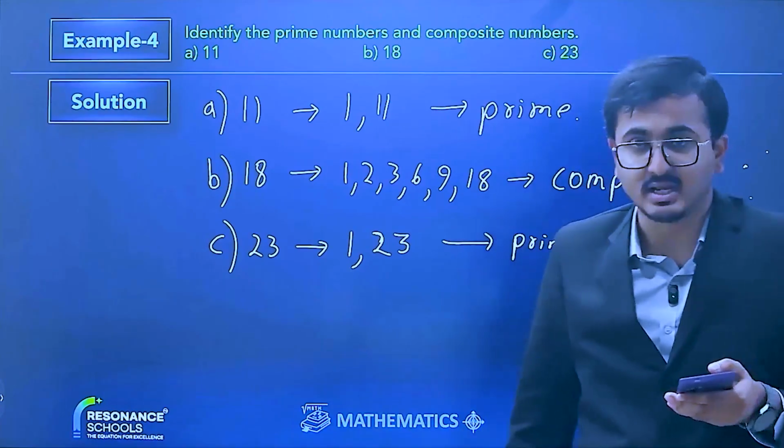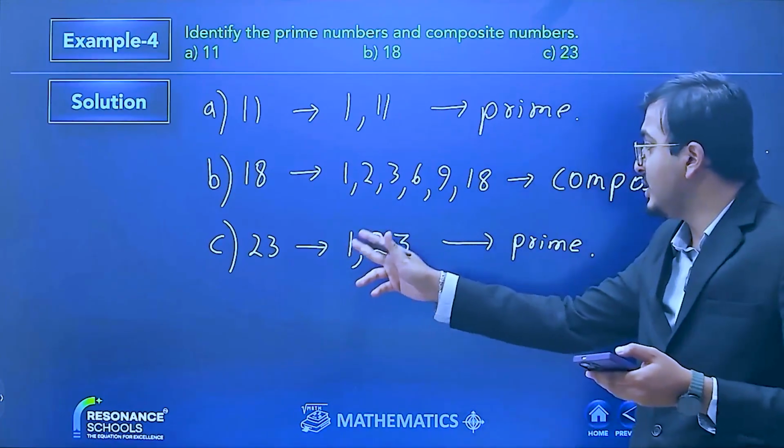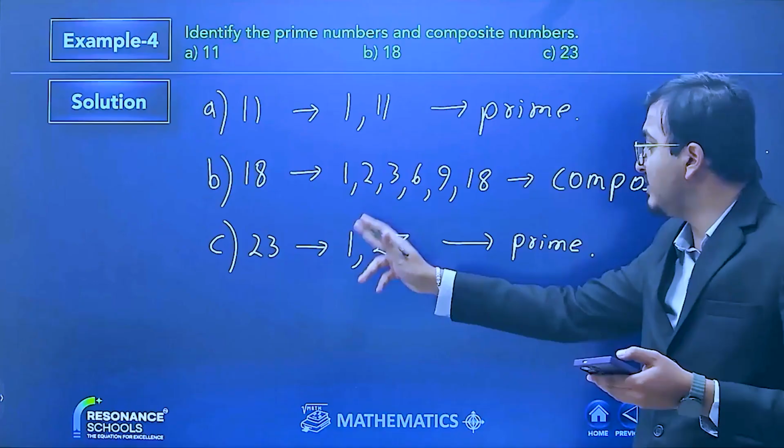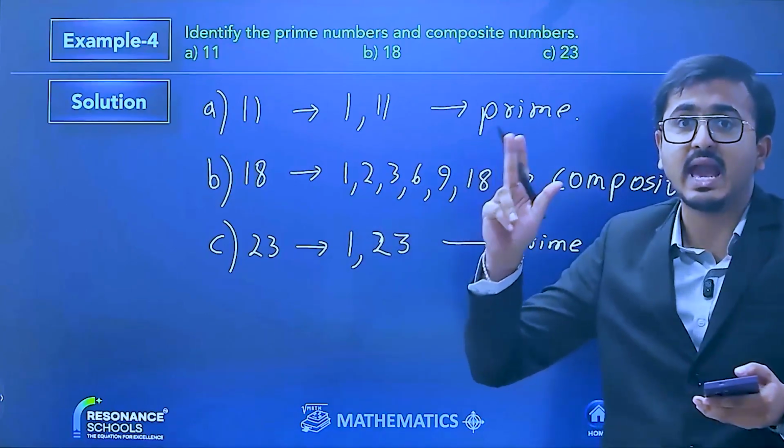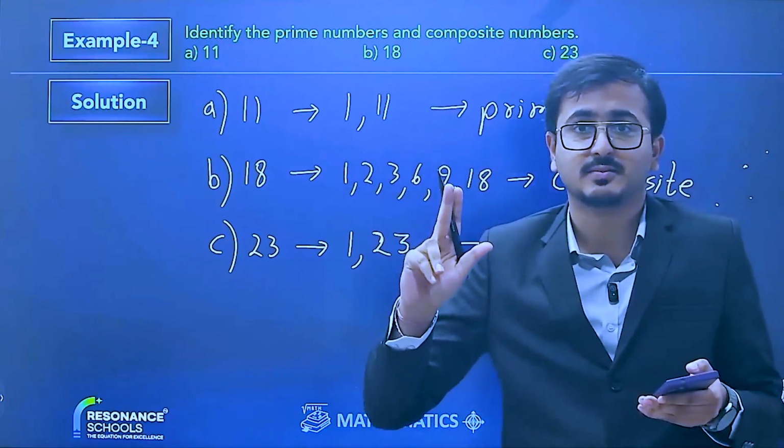Clear? Done. Next, 23. 23 has only two factors, 1 and 23. Clear?